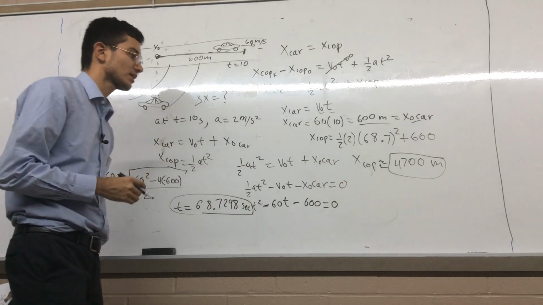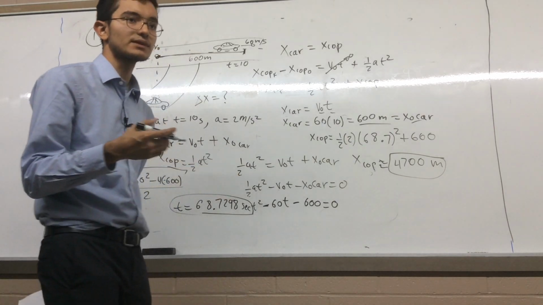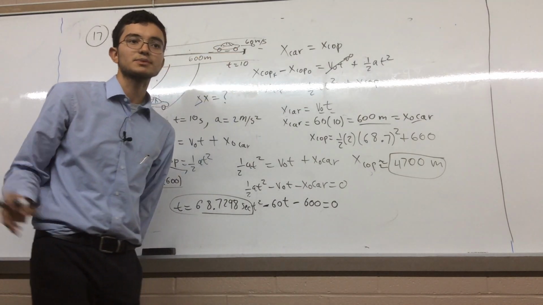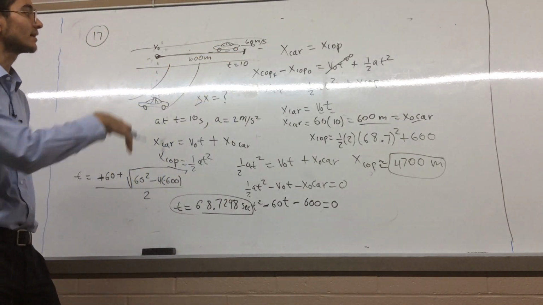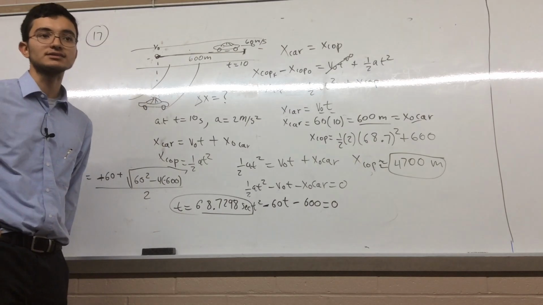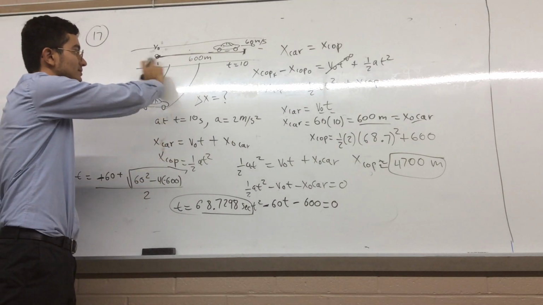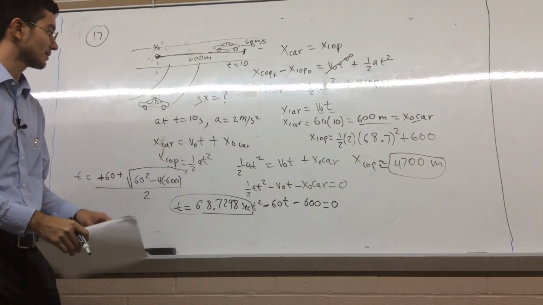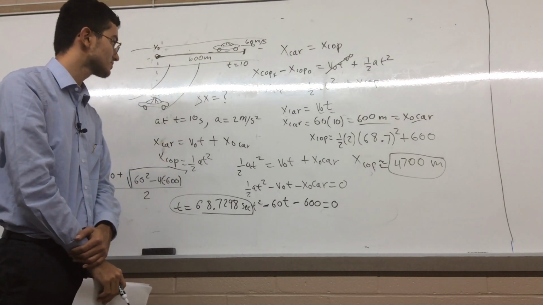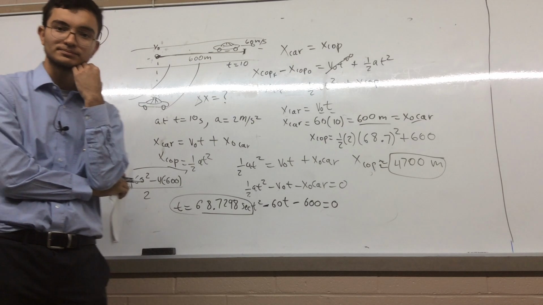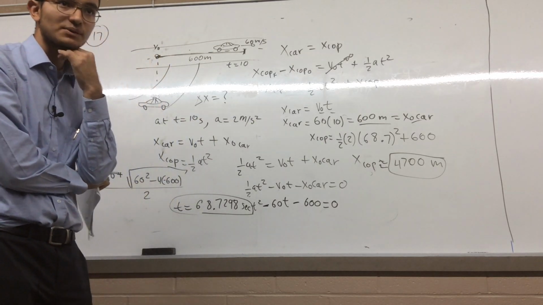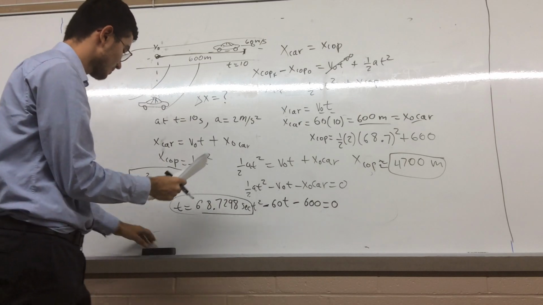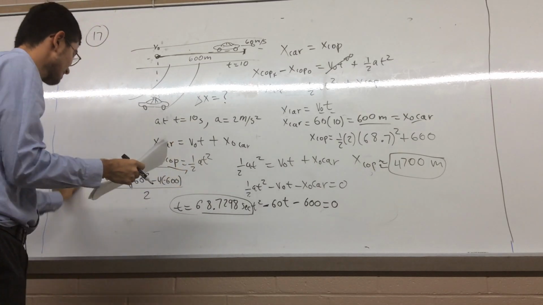So at 4,700 meters, or 4.7 kilometers, this police car is going to catch up with the speeding car, given that the police car forgot to start his engine right after the car passes the police car. So it took him 10 seconds to start his engine, to start to accelerate at 2 meters per second squared. Okay, any questions? All good? All right, let's move on to question 18, the last one.